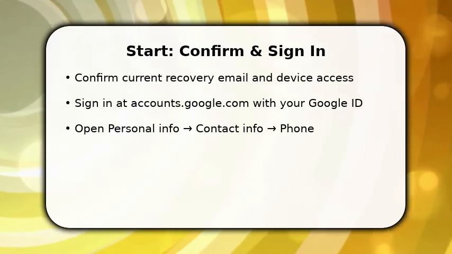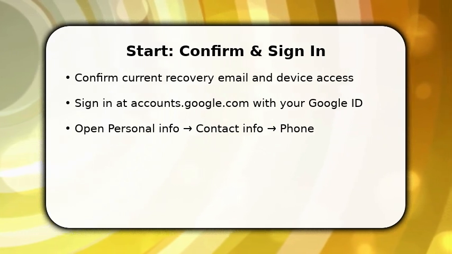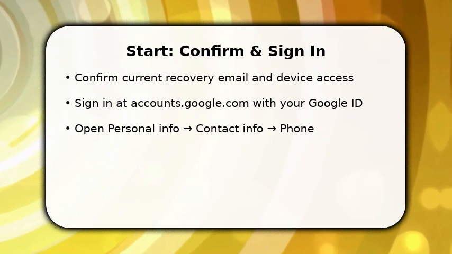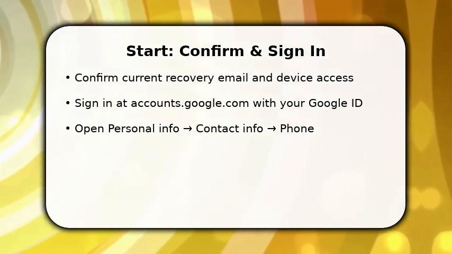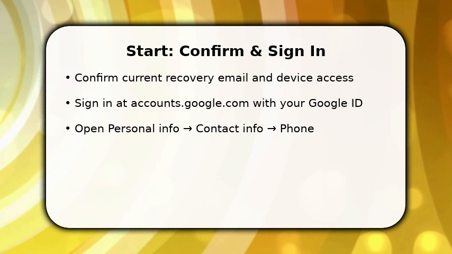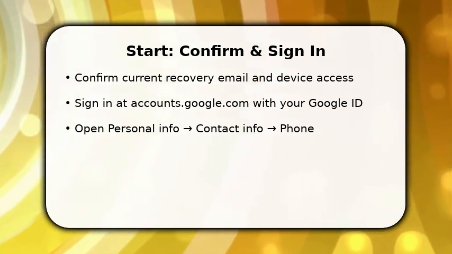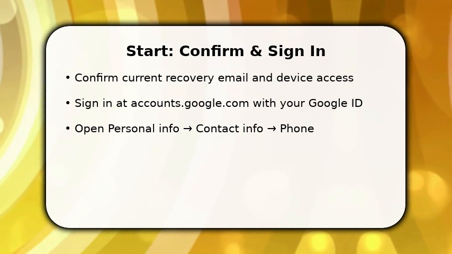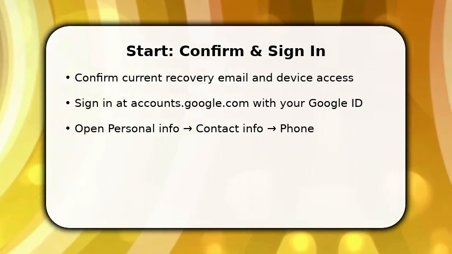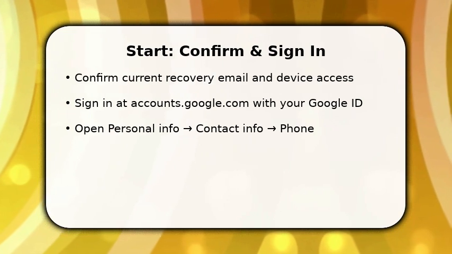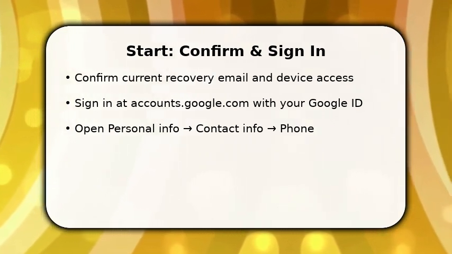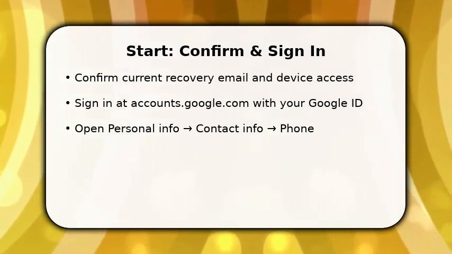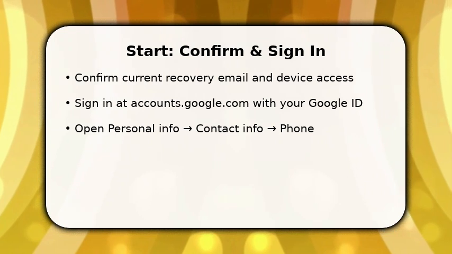You begin by confirming you have access to the account and any recovery email or device. This prevents lockouts. Sign in at accounts.google.com using your Google credentials, and once logged in, navigate to personal info. Make sure to open contact info and select phone. This first actionable step locates where Google stores your number. It matters because Google uses this for verification and account recovery. If prompted for re-authentication, enter your password or approve the sign-in on your trusted device to continue.